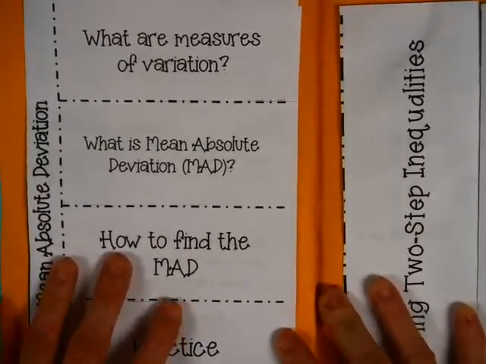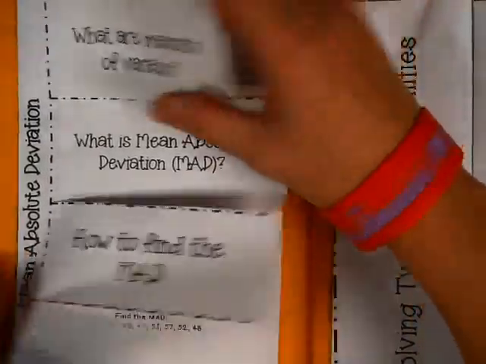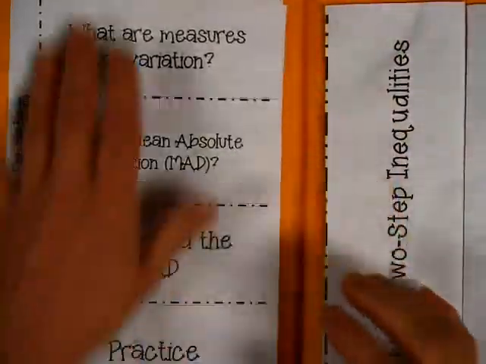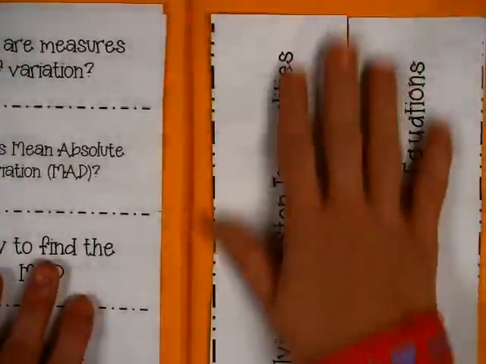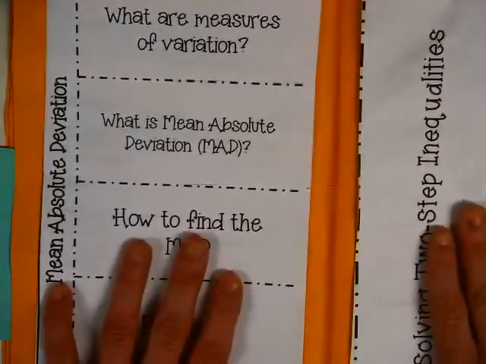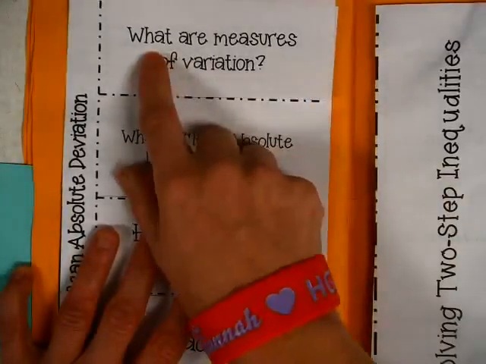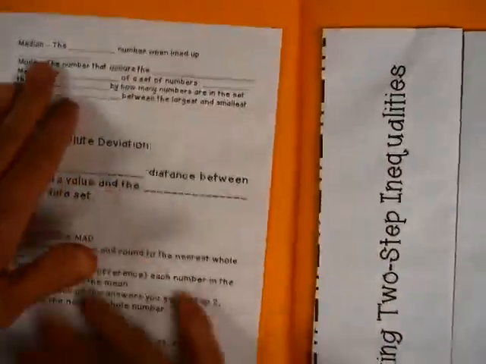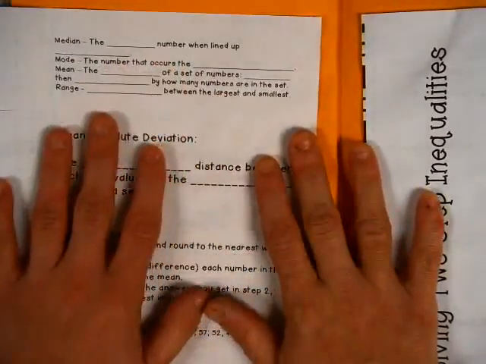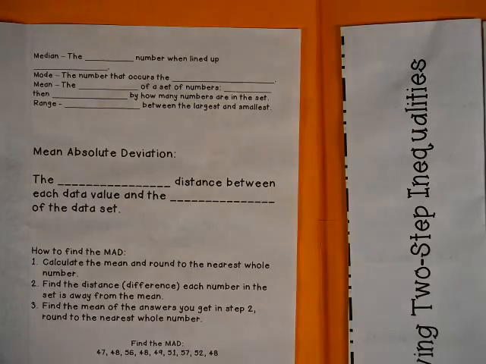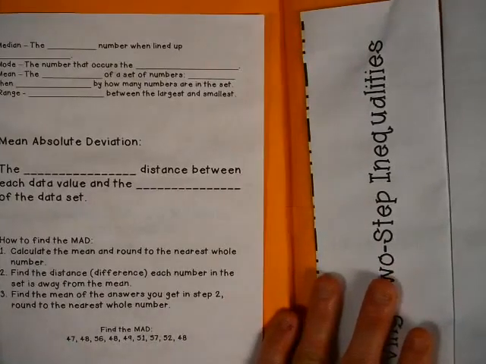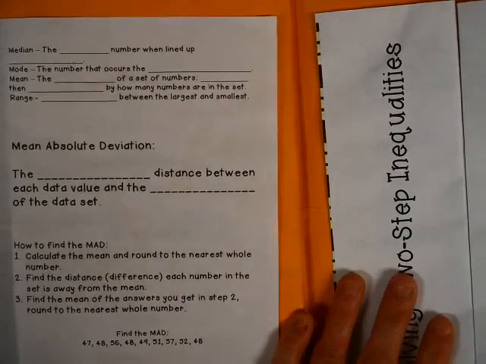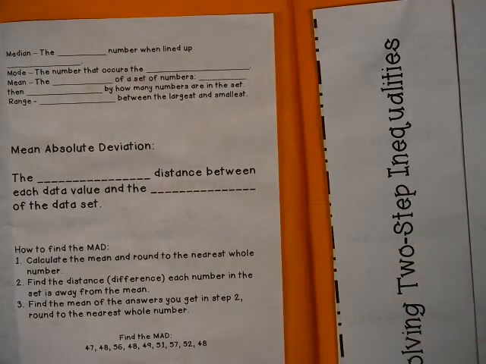Okay? And so, you should have already had the flaps cut. But we're going to quickly go through this and try to get through some of the solving inequalities. Alright, so what are the measures of variation? The things that we have to remember to find measures of variation. You might have heard them called measures of central tendency. That was what they were called up until this point in your schooling career. Now it's getting into variation.